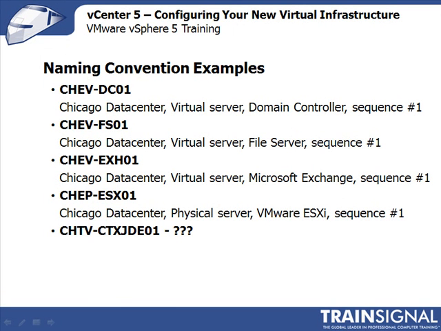Now down here, it gets a little more interesting, right? So I have CTX, and then I have JDE for JD Edwards, and then 01. So you can read this as Chicago. It is in the T data center, which could stand for test data center, or it could be your lab, for example. It's a virtual server, CTX JDE 01. Up here, it's again Chicago. It's in the E data center. It's a physical server, ESX 01.